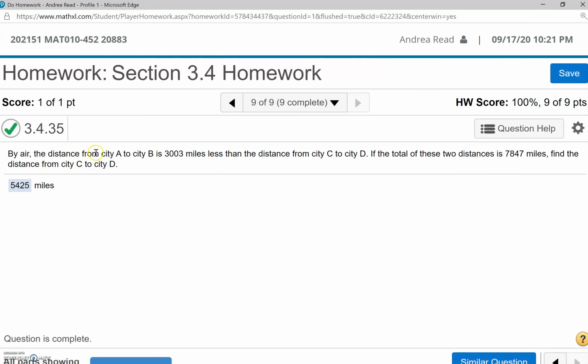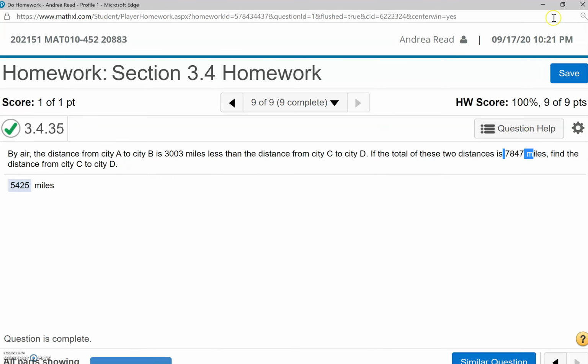And the same thing, even though it says the distance from city A to B, that value there is 3,003 miles less than the distance of the city C to D. So C to D will be x, and then when it comes to A to B, that will be x minus 3003. And they both will equal a total of 7,847. All right, so let me go ahead and start showing you these.